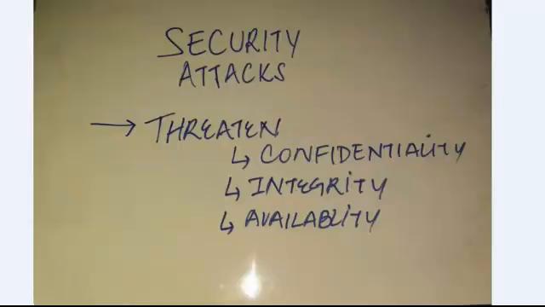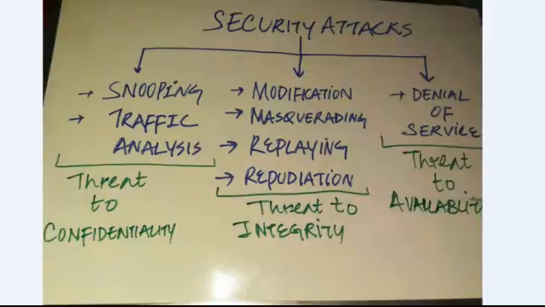Now, security attacks. Let's come to know about different types of security attacks in context to security goals. So among the different categories of security attacks, we have the first category of attacks that threatens the confidentiality of information. The second category threatens the integrity, and the third category threatens the availability.